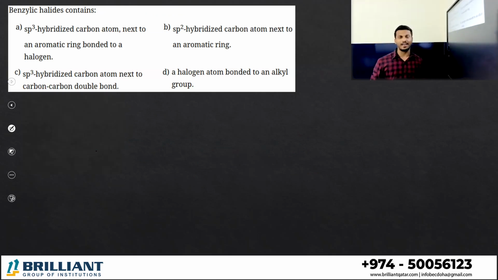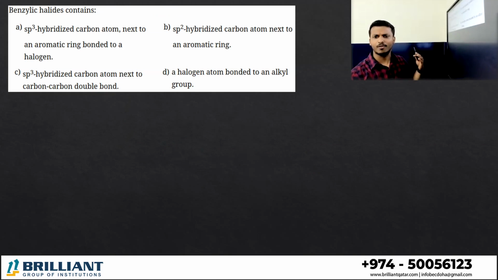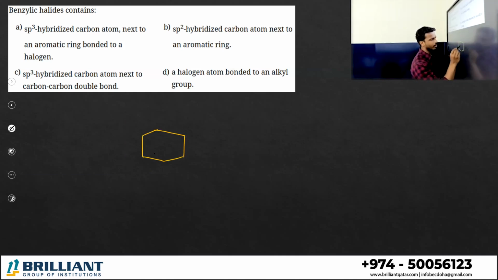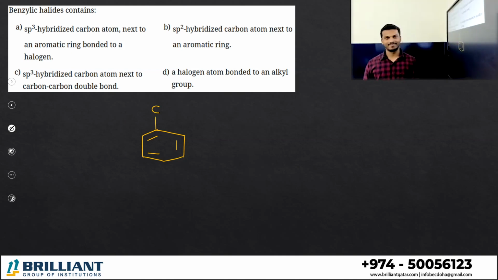Benzylic halide contains... You may study many different types of compounds in this chapter: vinyl group, allylic group, benzylic group, phenyl group, etc. What is meant by a benzylic group? We can draw it like this. This is a benzene ring. If a benzene ring is connected to a carbon, then it is called a benzyl group. For example, benzene connected to a carbon CH2 is called a benzyl group.